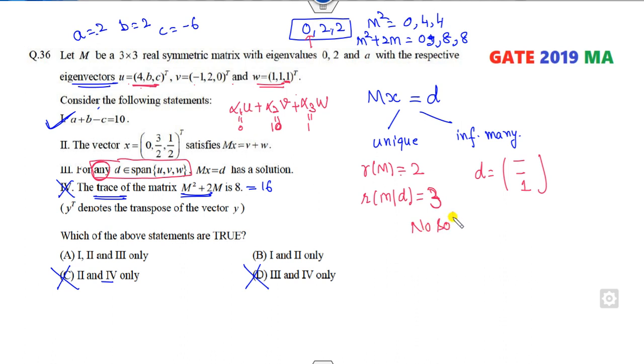It has no solution. So once the third has no solution, it means this option is cancelled. So the first and the second are my correct options. How can you check whether the second is my correct option or not?